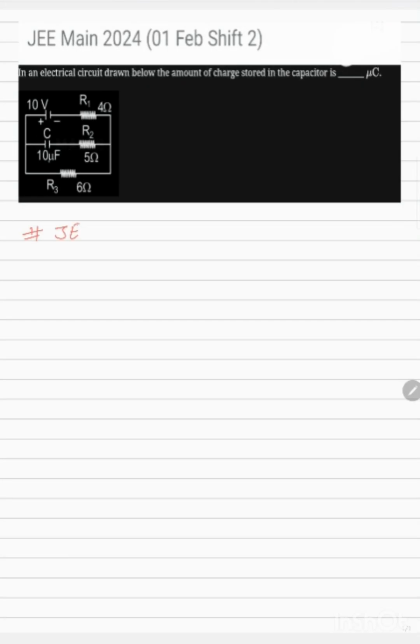Hello everyone, this is a question from JEE Main 2024, 1st February Shift 2. This is a very simple and basic question if we look at it. It says: in an electrical circuit drawn below, the amount of charge stored in the capacitor is dash microcoulombs. So we have to find the charge stored in microcoulombs, and that is very simple.